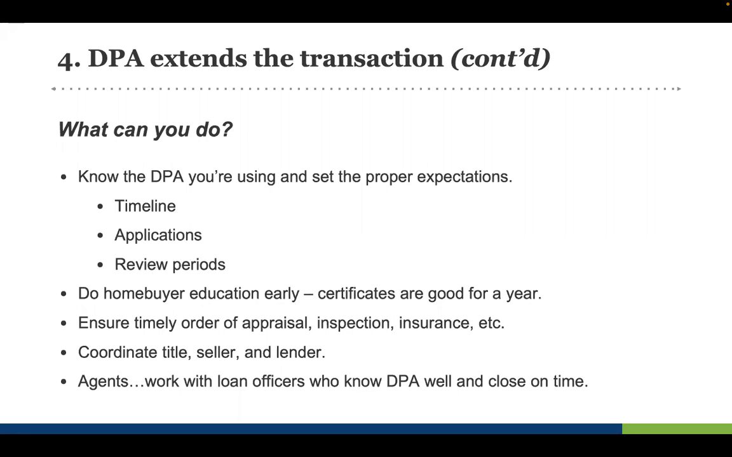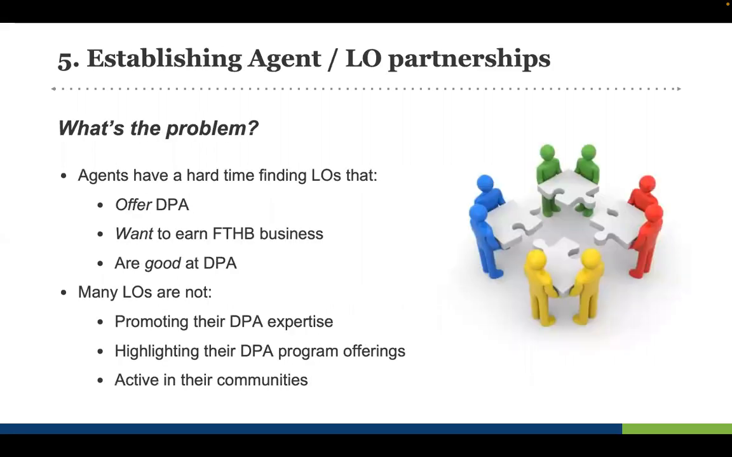Ensure timely order of appraisal, inspection, homeowners insurance, all these other things that need to get done too, right? Like we said earlier, anything can cause a delay. Let's make sure everything else is in line so the DPA doesn't get blamed. And then coordinate all of those parties, title, seller, insurance agent, appraiser, and so forth. And then agents work with loan officers who know these DPAs well and close on time, which leads us to agent and loan officer partnerships.